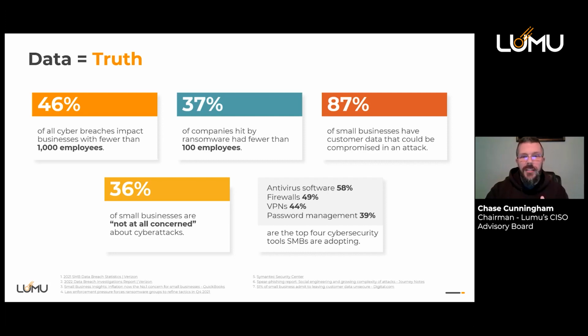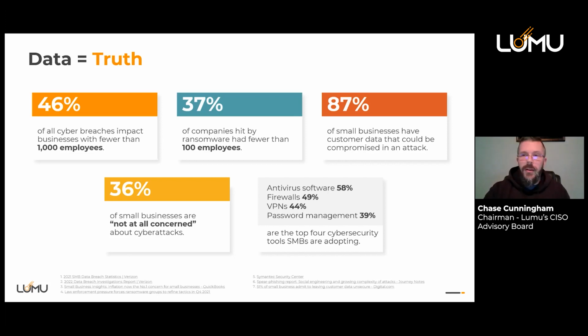37% of companies hit by ransomware had fewer than 100 employees. That's pretty substantial. When you're thinking about ransomware, it's a big, big problem. Typically, you hear about enterprise stuff. Rackspace just had an issue with ransomware, big companies. But statistically speaking, the numbers tell us that 37%, almost half, attack organizations that are that small. And this is not meant to be scary. This is not meant to freak you out. This is just to ground us in reality. So understand that this is not FUD. This is just truth. 87% of small businesses have customer data that could be compromised in an attack.